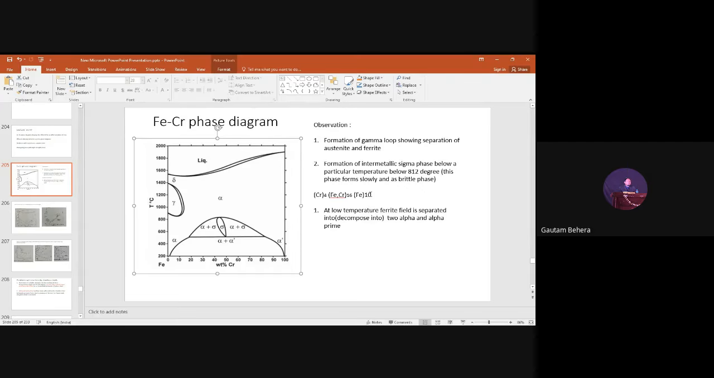Second one, you can see the formation of the intermetallic sigma phase. Here the sigma is there. In the iron chromium phase diagram, we have an intermetallic phase, that is sigma, and this is the formula of that: chromium 4, iron chromium 16, iron 10. It is an intermetallic phase. Basically, this phase forms very slowly, and it is brittle in nature.